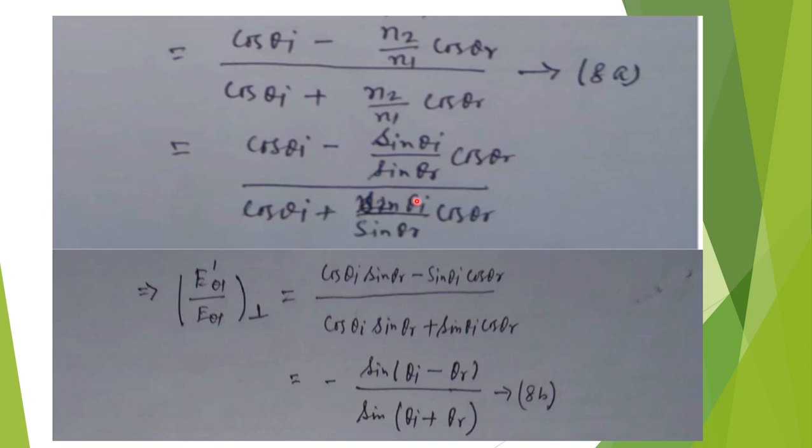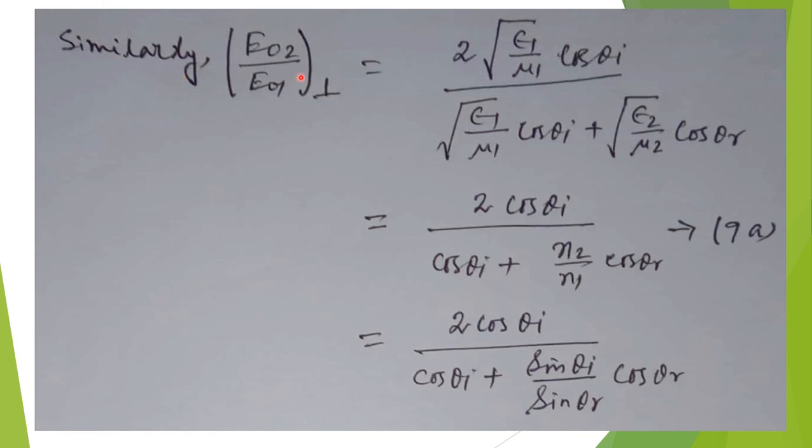From Snell's law we can write n2/n1 = sin θi / sin θt. Substituting, we find E0r/E0i for the perpendicular component equals (cos θi sin θt − sin θi cos θt) / (cos θi sin θt + sin θi cos θt). Taking the minus sign common, this is −sin(θi − θt) / sin(θi + θt). This is equation 8b.